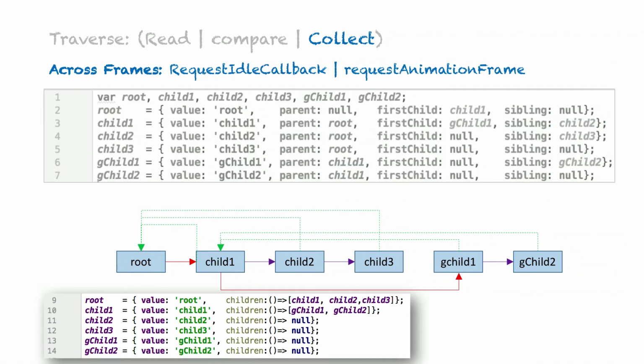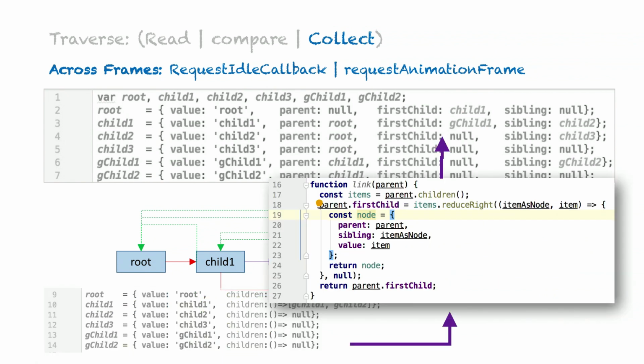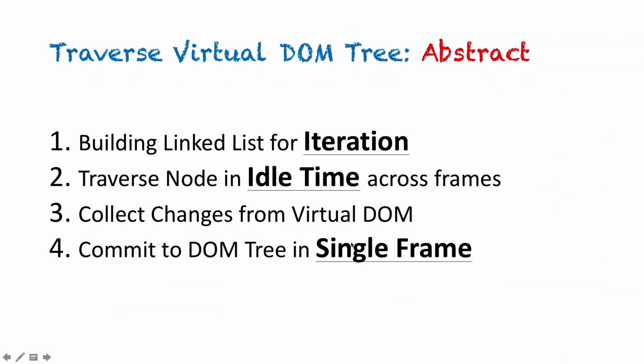Instead we want something like this, where we have a root element and we have a children function which will return the children in it, and then we need a function which creates this linked list for us. So you give it that bottom one, which goes through this function and gives this data structure for you, which is basically a linked list. What this linked list exactly has here is a wrap one which holds a relation called parent, sibling and value. And this is what we are abstracting out to batch all the changes. So we are building a linked list for the iteration process, and we are traversing nodes in idle time across the frames, and we collect changes from this virtual DOM and we commit all these changes in a single frame. That way we make sure that everything runs within that 16.67 milliseconds.